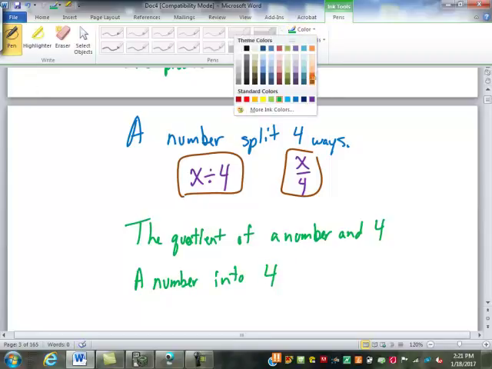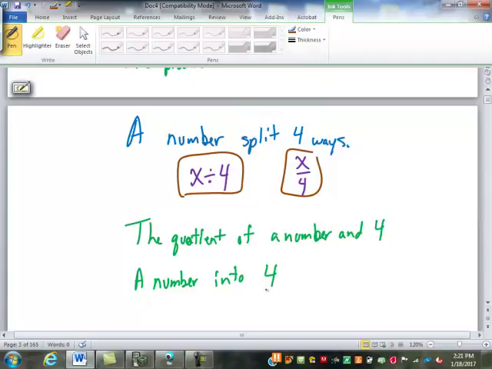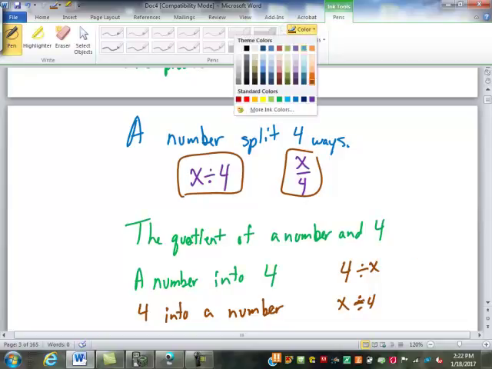When you say a number into 4 or a number going into 4, technically that would be 4 divided by x, but you got the right idea. We'd be looking at 4 into a number, which would be x divided by 4. Or 4 goes into a number. Same type of thing.